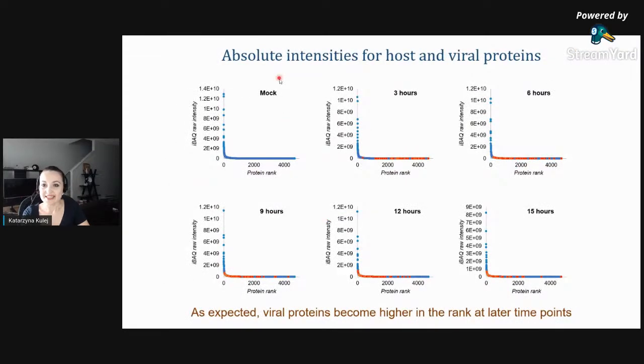And you can see that over the time of infection, the viral proteins, labeled in red, are slowly increasing in abundance compared to the host proteins labeled in blue. At 15 hours, all of these proteins have a higher rank, but they never overcome the abundance of the host proteome, which is obvious, because the cell would die.